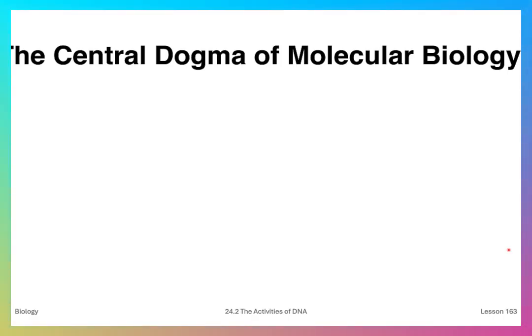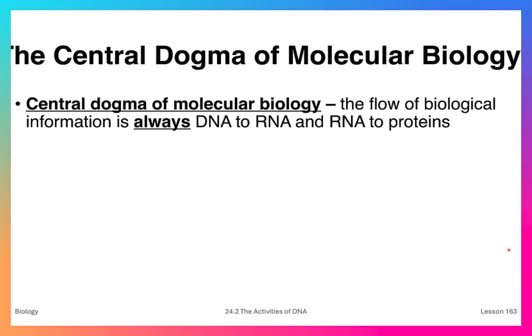Now, there's something that was present in biology for a long time, and it was called the central dogma of biology. And the central dogma of biology stated that all molecular information, biological information, always passed from DNA to RNA, and then from RNA to protein. It was always in that direction and never in any other direction.